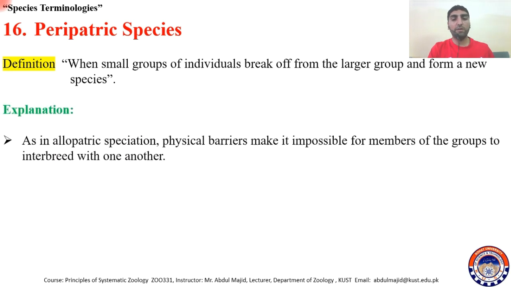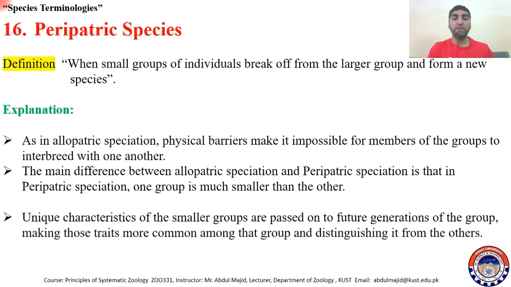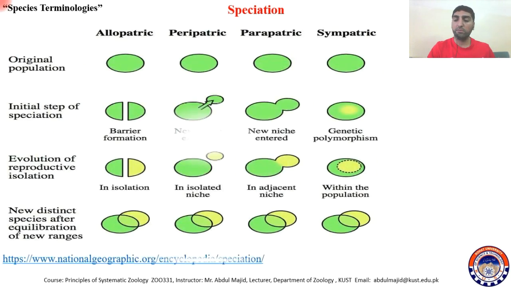As in allopatric speciation, a physical barrier is the reason which makes it impossible for the members or groups to interbreed with another. But the main difference between allopatric speciation and peripatric speciation is that in peripatric speciation, one group is much smaller and the other is larger. One is the parent, the larger one, and one is the smaller, the peripheral one. So unique characteristics of the smaller group are passed on to future generations in the group, which make them different from the other and distinguish it from the main population. And then they become different. So this is peripatric speciation.